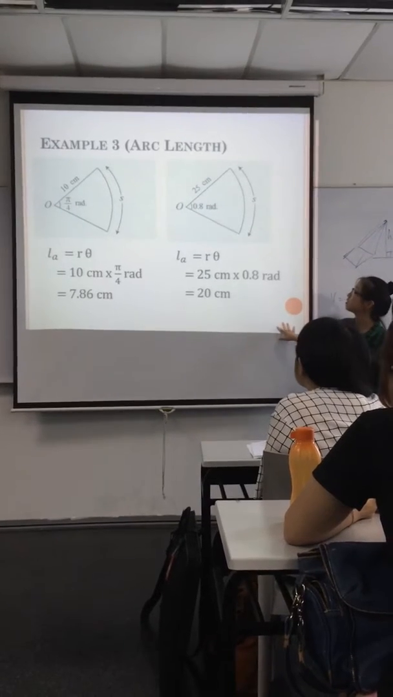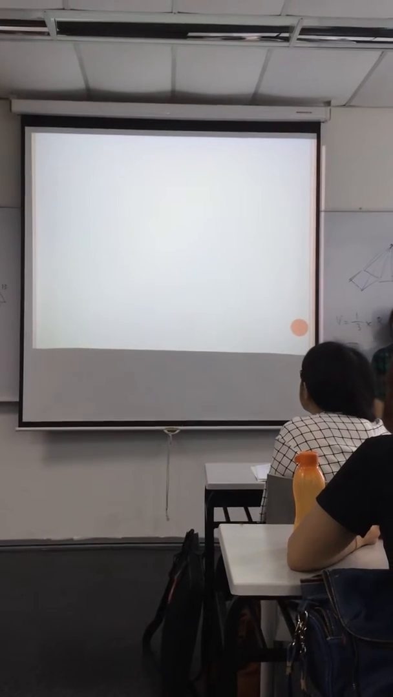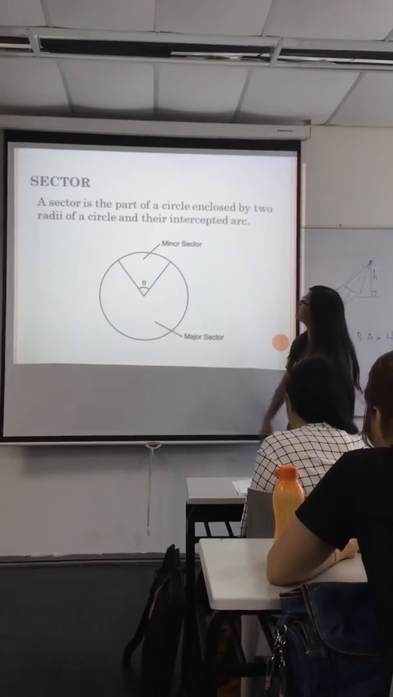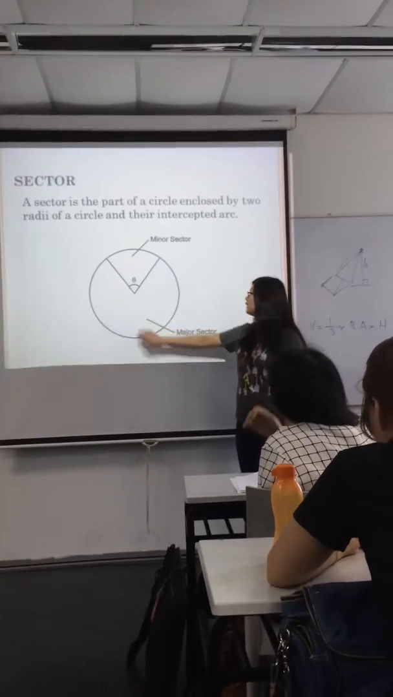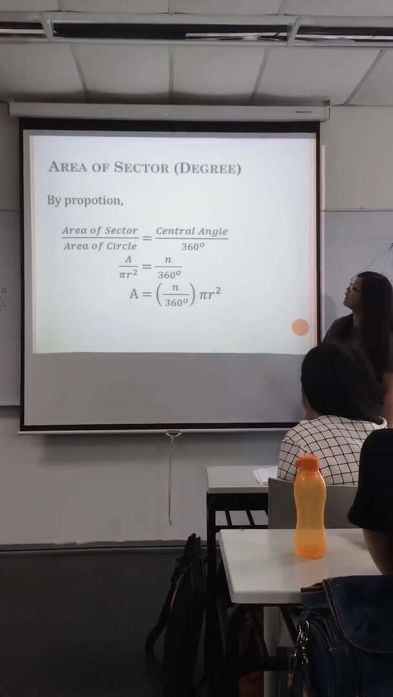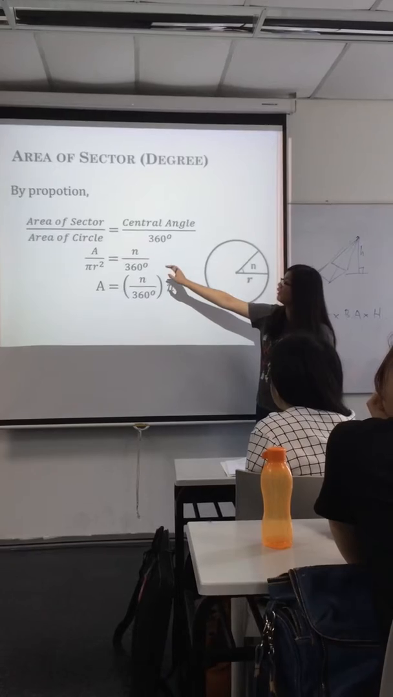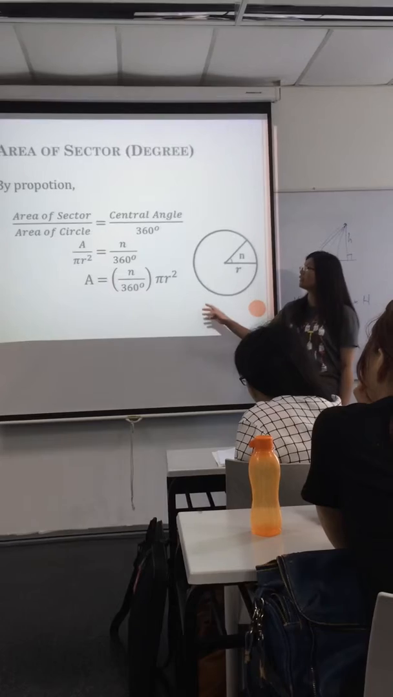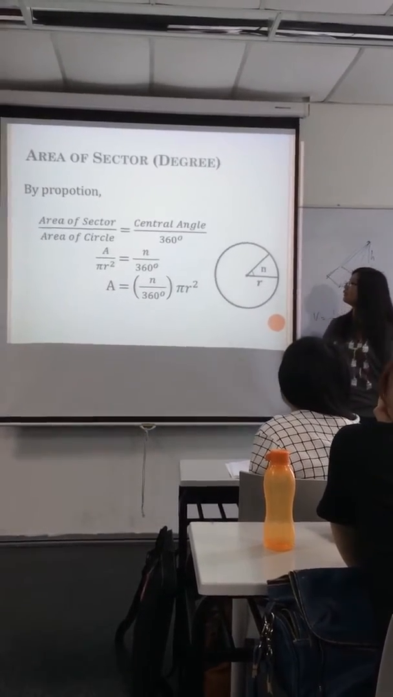Here is another example to find arc length using radian. Sector is a part of a circle enclosed by two radii of a circle and their intersected arc. The smaller part is the minor sector, and the biggest part is the major sector. So the area of a sector can be found by proportion. The area of the sector is proportional to the area of the circle, and equals the central angle proportional to 360 degrees, and you find the formula for the area of a sector.